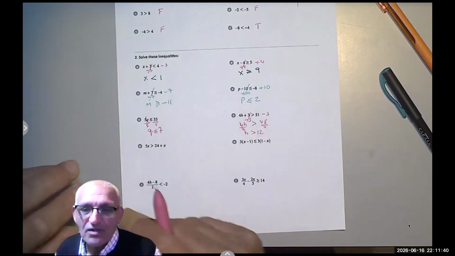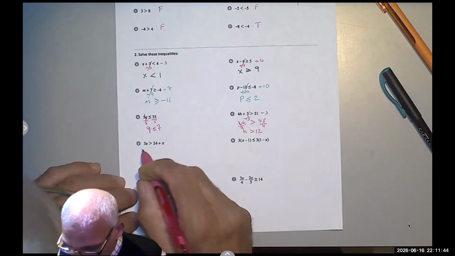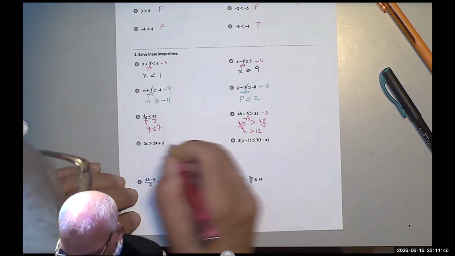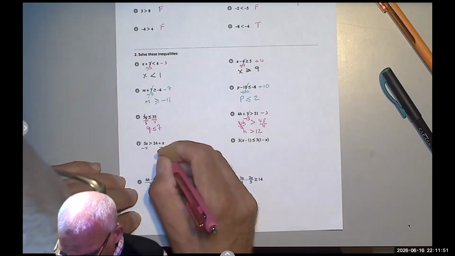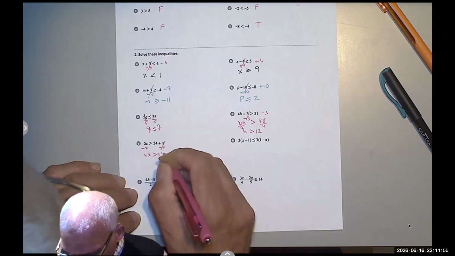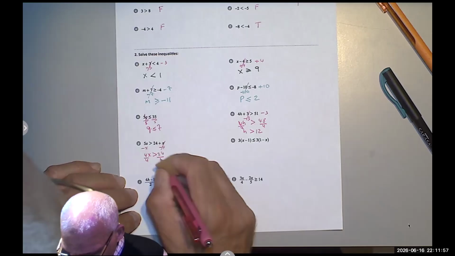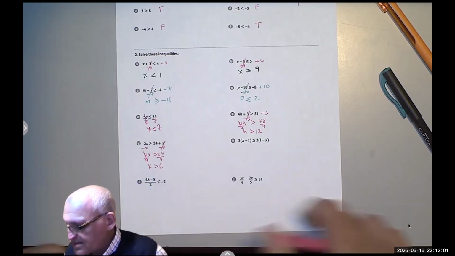Exactly like when we solve one-step or two-step linear equations. Here, I have to subtract x from both sides because I want them both on the left-hand side. So I get 4x is greater than 24. Dividing by 4, I get x is greater than 6. Very simple.